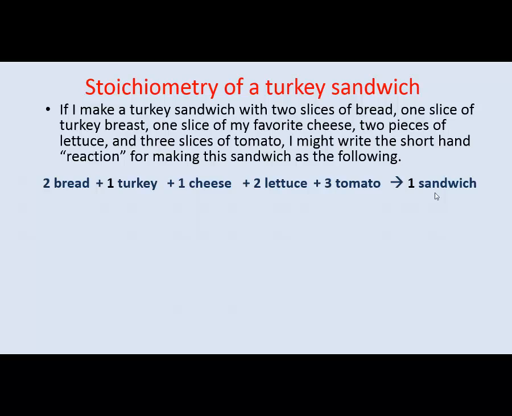Now, this isn't quite the same as my molar ratios, because I'm not dealing with mole quantities of these slices of turkey or bread, or mole quantities of sandwiches. That would be a huge quantity with Avogadro's number, right? So we're looking at more of a slice ratio, or a slice to sandwich ratio, but it's very similar to what we would do with a chemical reaction. So if I wanted to say my ratios here, I could say 2 slices of bread would be used for every 1 sandwich that we produce, or I could say 3 slices of tomato are being used for every 1 sandwich that we produce.